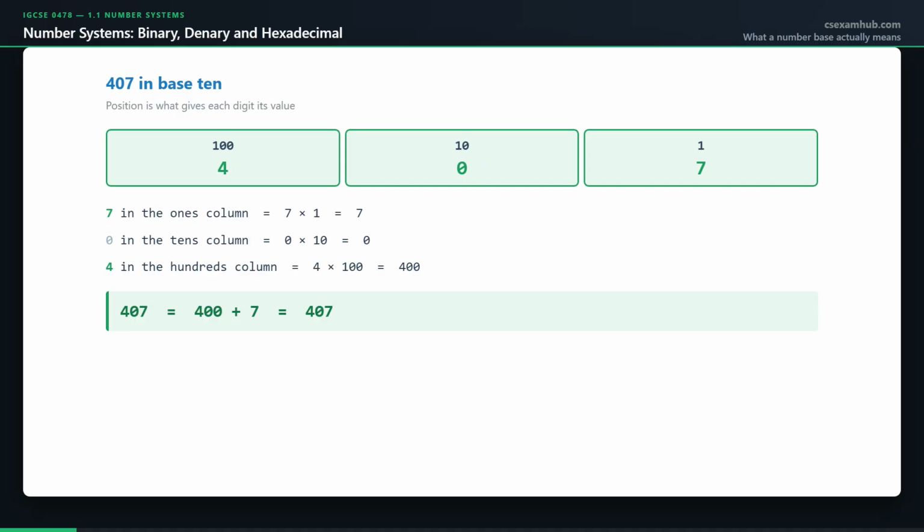The only thing that changes is how many digits you have to play with and how quickly the place values grow. So let's be precise about what a base is. A number system is defined by its base, sometimes called its radix, and the base tells you two things at once: how many different digit symbols exist and what each position is worth.